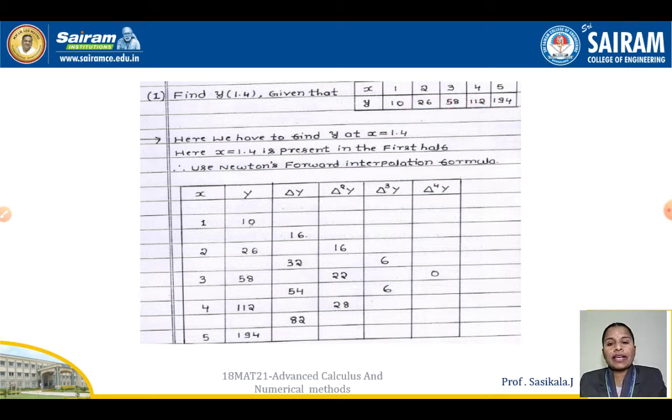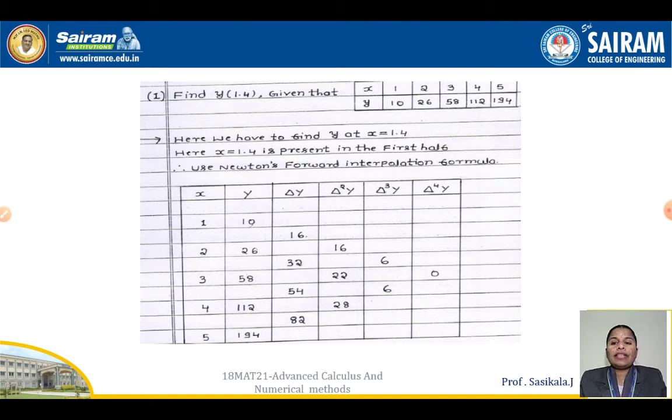First you have to make a difference table, because we know the formula. Make it as a table and write all the x values column-wise, and the y values. Using the y values we can extend the difference columns. The first difference, del y: 26 minus 10 is 16, 58 minus 26 is 32, and 54, 82. Similarly, the next one: 32 minus 16 gives 16, 54 minus 32 is 22, 28. The third difference is the difference of these two, so we get 6, 6. The fourth one will be 0.